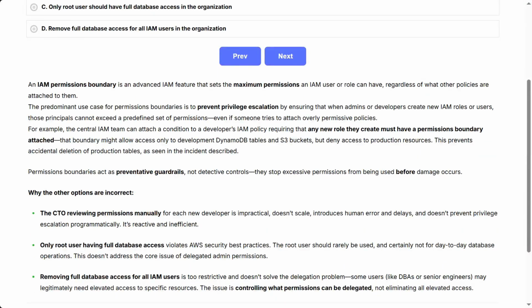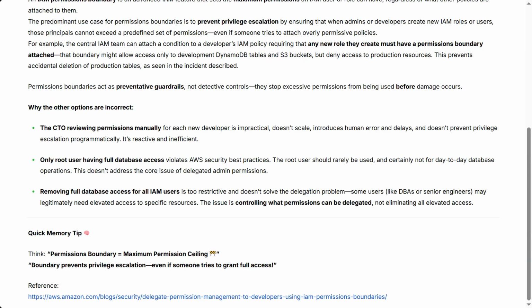An IAM permissions boundary is an advanced IAM feature that sets the maximum permissions an IAM user or role can have, regardless of what other policies are attached to them. The predominant use case for permissions boundaries is to prevent privilege escalation by ensuring that when admins or developers create new IAM roles or users, those principals cannot exceed a predefined set of permissions, even if someone tries to attach overly permissive policies. Why the other options are incorrect?